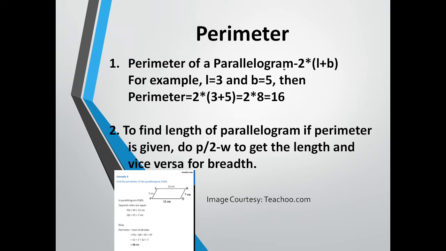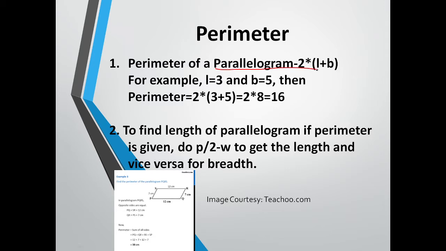The perimeter of a parallelogram is 2 into length plus breadth. For example, length equal 3 and breadth equal 5, then perimeter equal 16. 2 into 3 plus 5. Okay, the perimeter of a parallelogram is the same as that of a rectangle because of the property of parallelograms that opposite sides are equal. So rectangles are actually parallelograms.